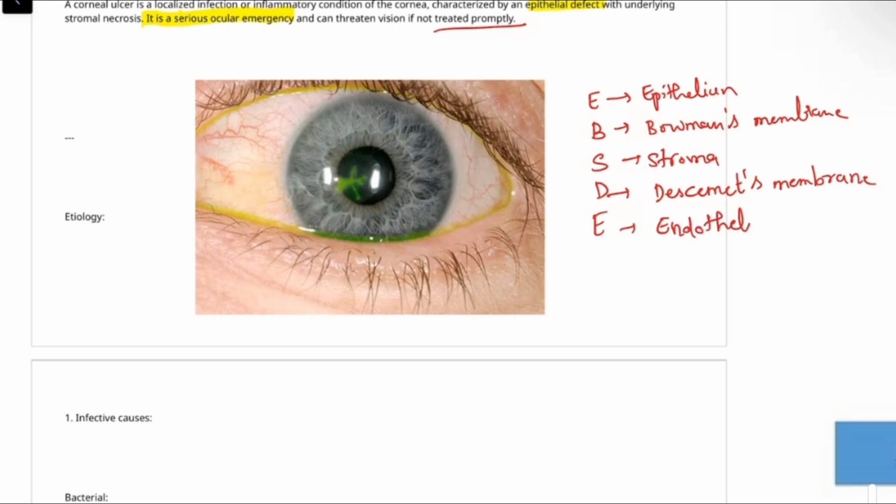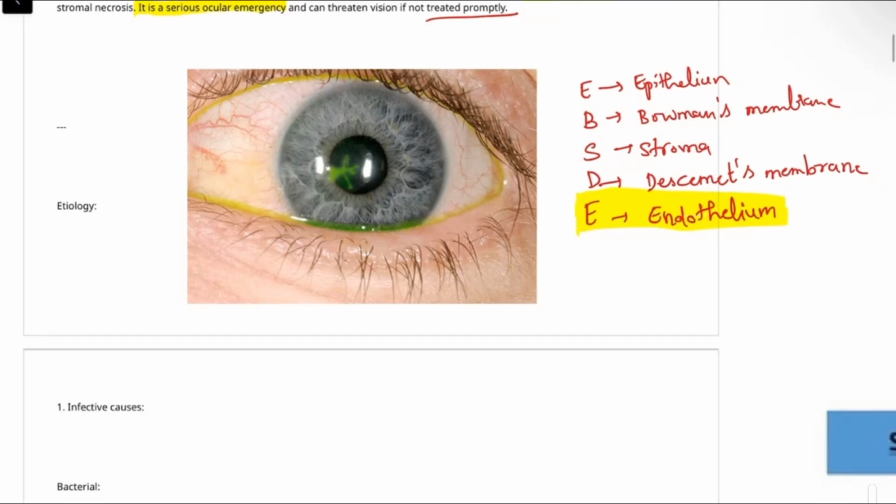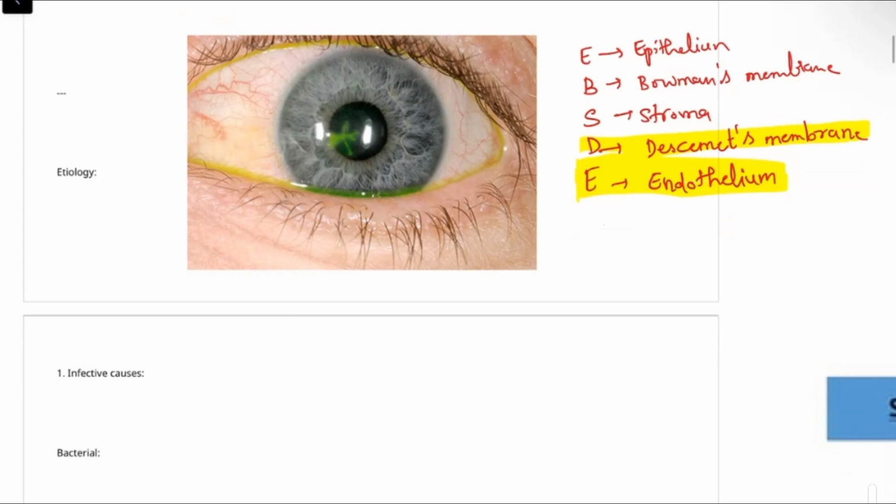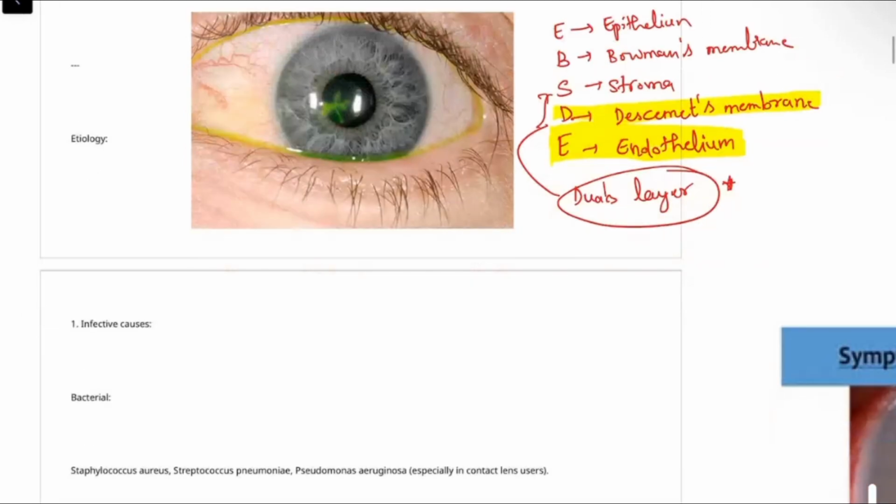This endothelium won't regenerate, so once it's damaged, it's damaged, we can't do anything. We will have to go for replacing the cornea itself. Descemet's membrane is usually the strongest layer of all these. In between Descemet's membrane and stroma, they have discovered a new layer now called Harminder Singh Dua's layer, or Dua's layer. He's an Indian, so it plays a major role. So Dua's layer is in between stroma and Descemet's membrane. Okay, so these are the layers of the cornea.